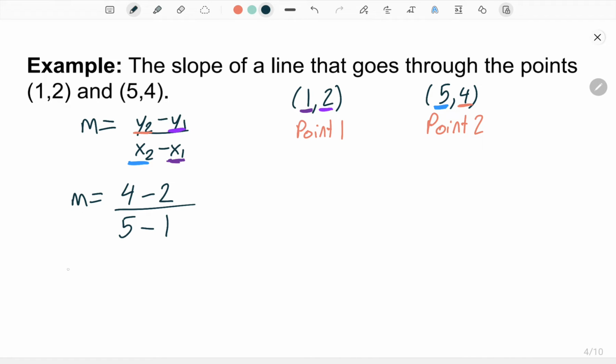5 minus 1. And so when we do that, 4 minus 2 is going to give you 2. 5 minus 1 is going to give you 4. So you have 2 over 4. And since it's a fraction, if you can, you should reduce it. 2 over 4 is the same as 1 over 2. Got ahead of myself there. All right. So here's how we can solve it without a graph now.